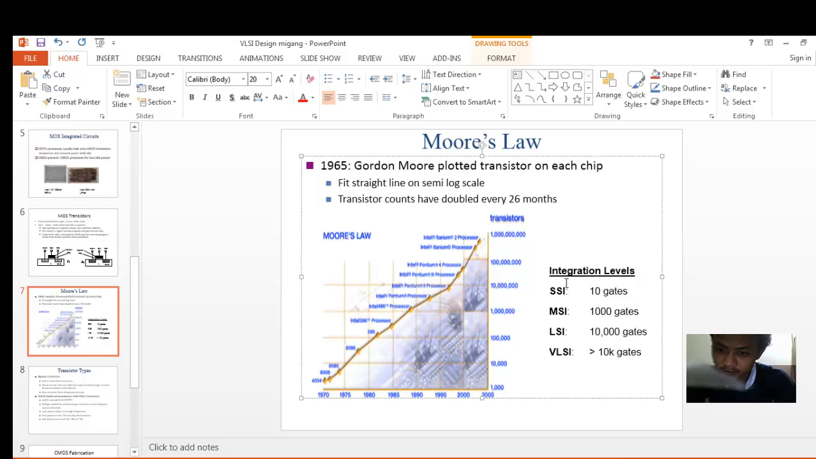Integration levels are of four types: SSI, MSI, LSI, and VLSI. SSI is of 10 gates, MSI is of 1000 gates, LSI is of 10,000 gates, VLSI is greater than 10k gates.